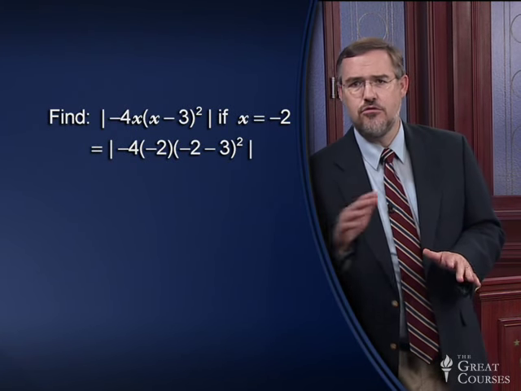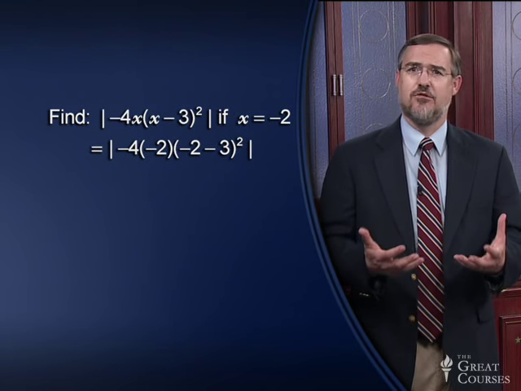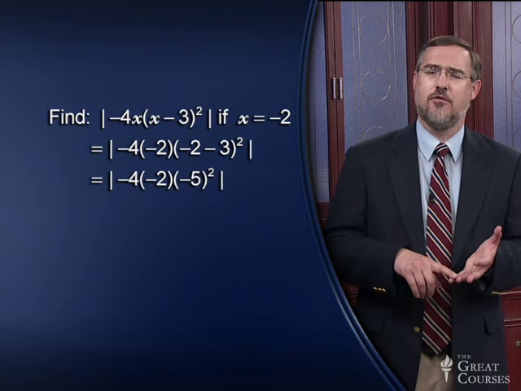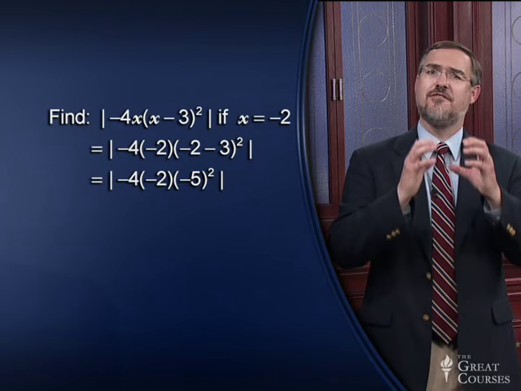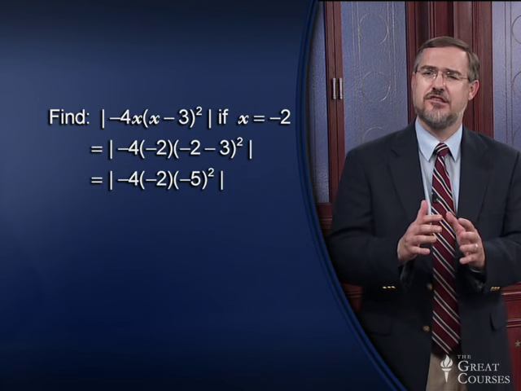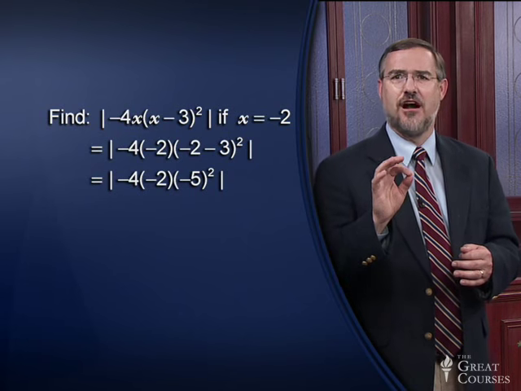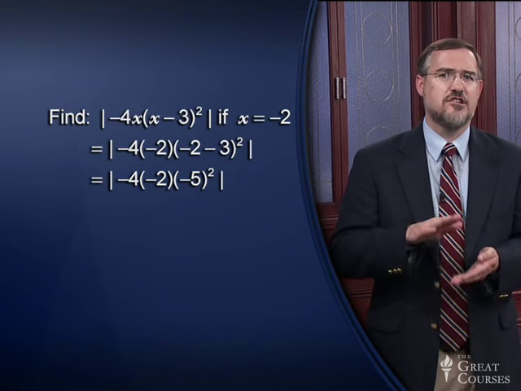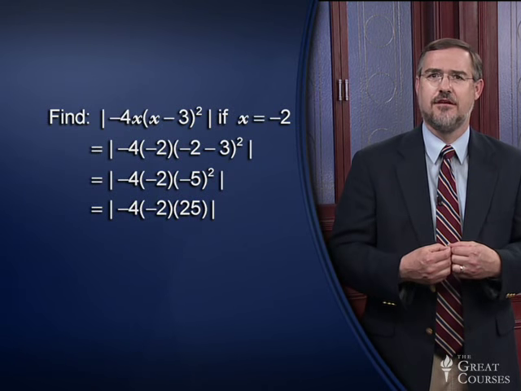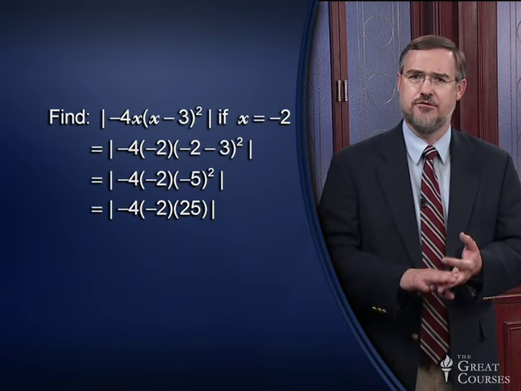Now I've got to walk through my order of operations. The first thing I need to do is to simplify what's inside those parentheses. So that means I'm going to have absolute value of negative 4 times negative 2 times negative 5 squared. And after I've computed what's inside those parentheses, I now need to do the exponentiation. And that means I need to compute negative 5 squared. Well, negative 5 squared is negative 5 times negative 5, and that's equal to positive 25. So now what I'm down to is the absolute value of negative 4 times negative 2 times 25.